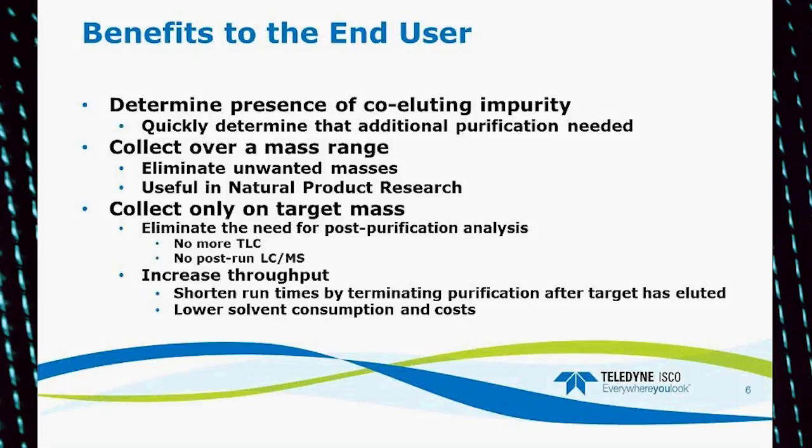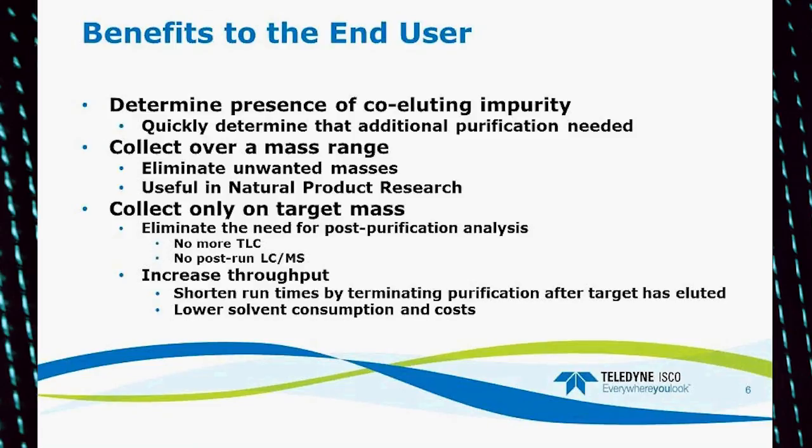You can collect over a mass range, so you can eliminate unwanted masses. Very useful in natural product research where you've done an extract of a natural product and you want to collect maybe small, low molecular weight compounds, maybe in the 200 to 300 range. You want to ignore large compounds that are not of interest, or vice versa. You may want to collect compounds with ranges over 500 molecular weight. So it allows you to do that and separate your compounds in a very complex matrix.